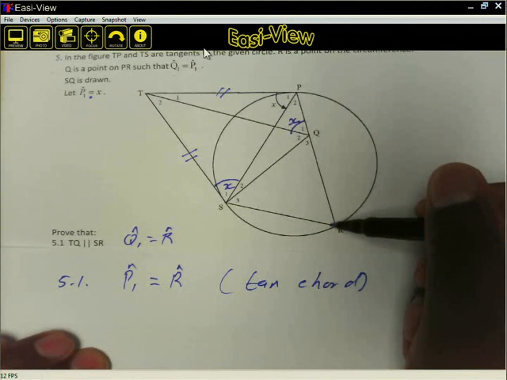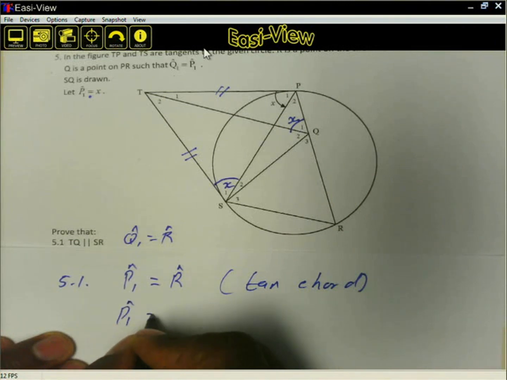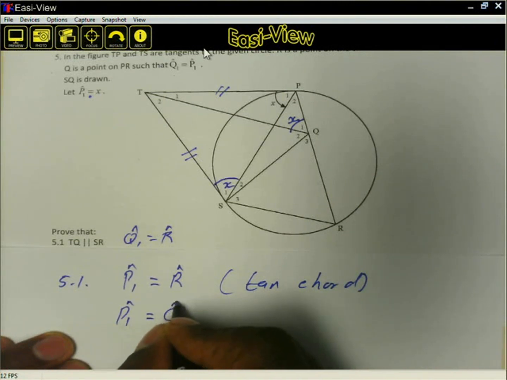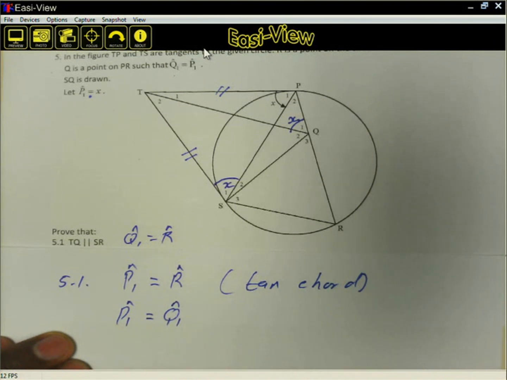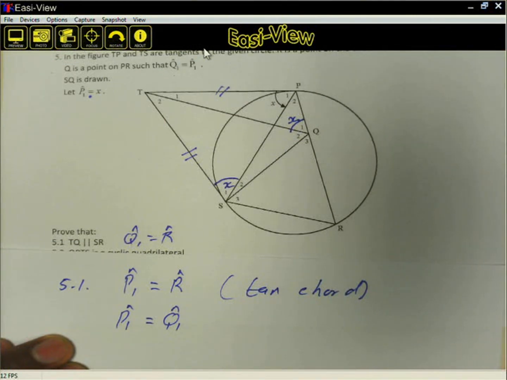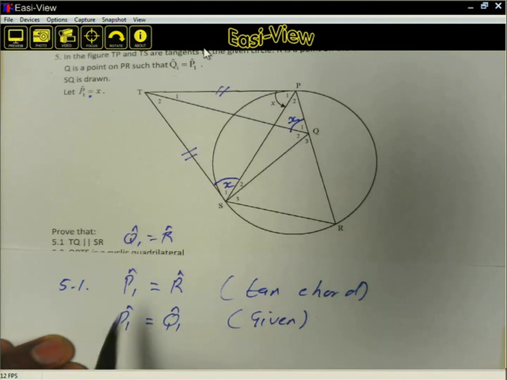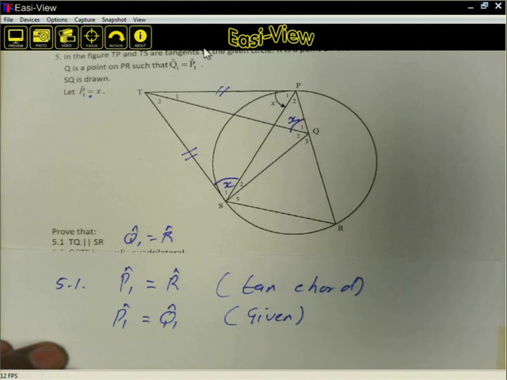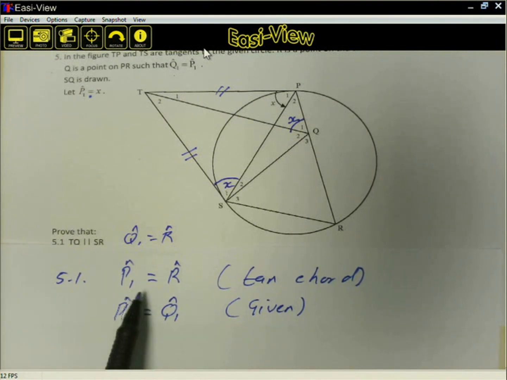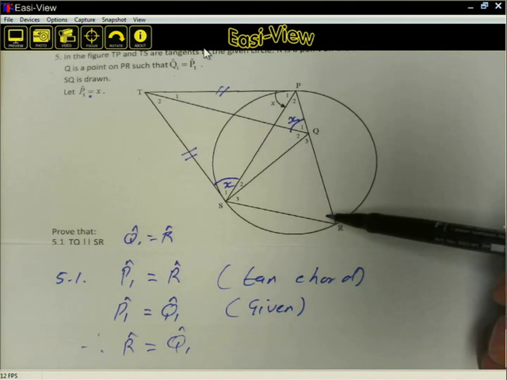P1 is equal to R, tan chord. Again, remember, P1 is equal to Q1. This is the given information. From the given, remember the statement, Q1 is equal to P1. It's given information. From the two statements, what conclusion can you draw? P1 is equal to R, P1 is equal to Q1. From the two statements, we can therefore draw a conclusion that angle R is equal to Q1.